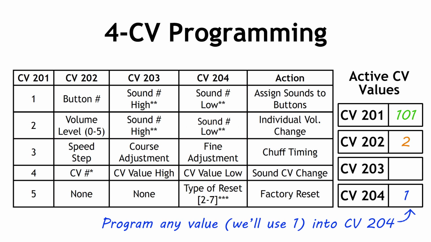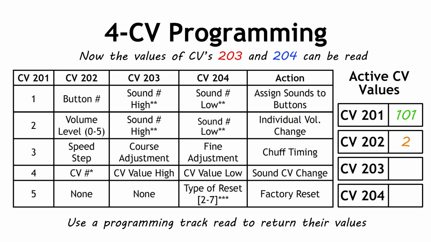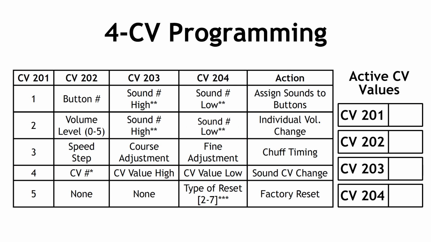Once you write to CV204, the decoder will read its memory and load CVs 203 and 204 with the sound number assigned to button 2, and you can then read it using a program track read of CVs 203 and 204. This method may be a bit different from what you're used to, but it gives you access to thousands of new CVs, making it easy for you to totally customize your locomotive.